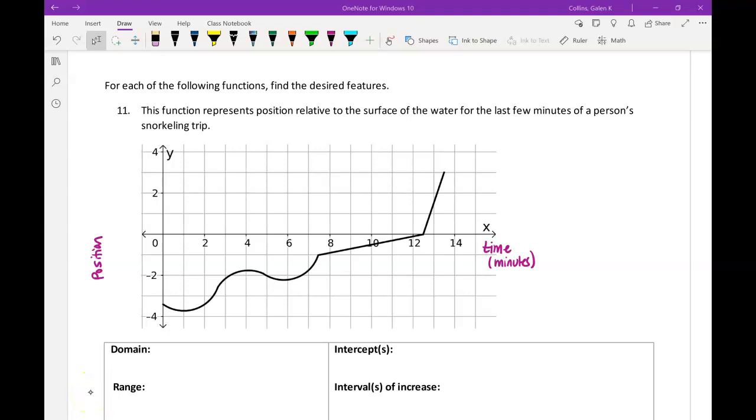All right, we're still in Unit 3, Lesson 3, set questions, but this video starts at number 11. So for each of the following functions, find the desired features. And we're given a graph with some context.